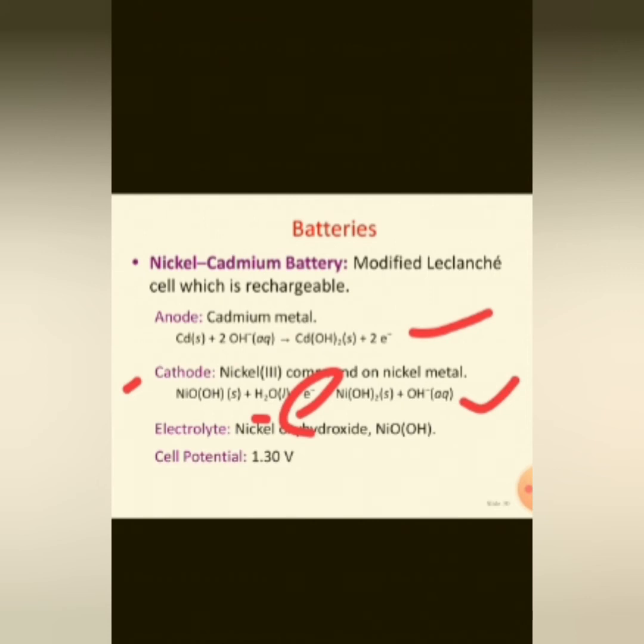Here the important electrolytes are nickel oxyhydroxide and NiOH. Cell potential is 1.30 volt.